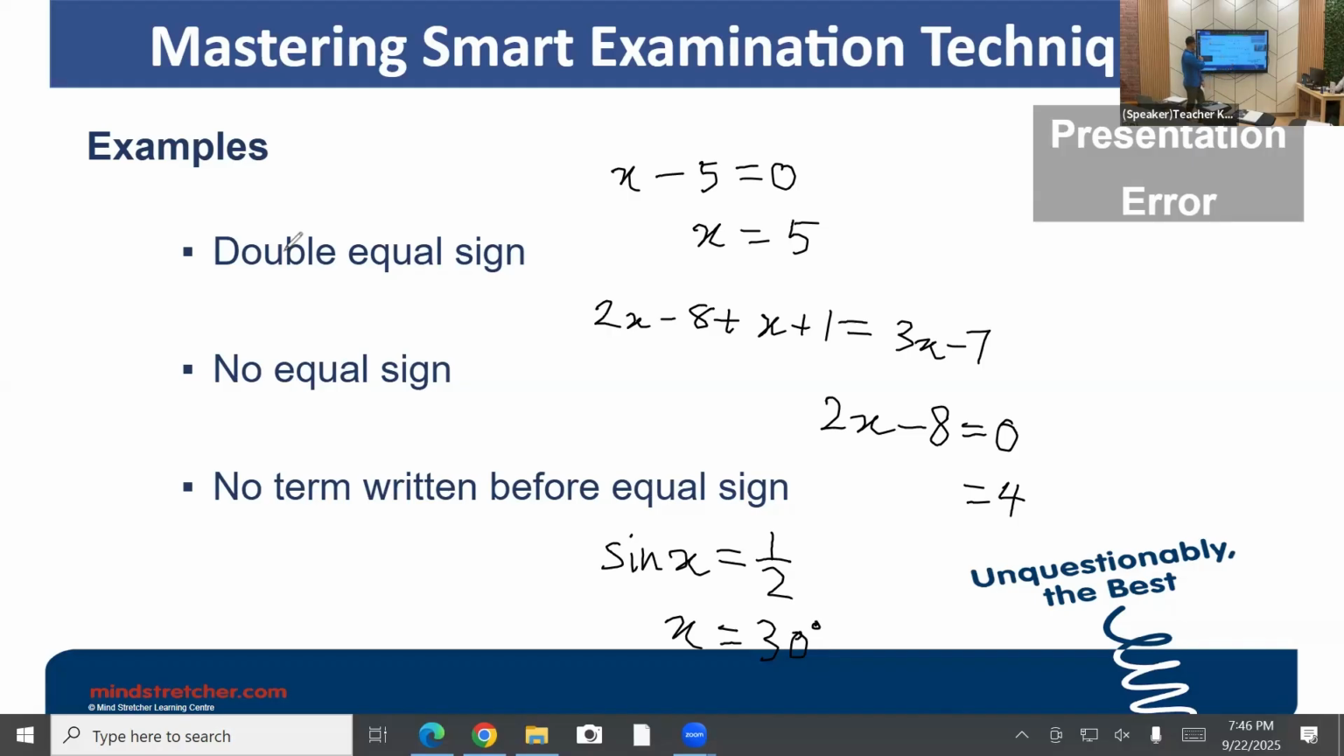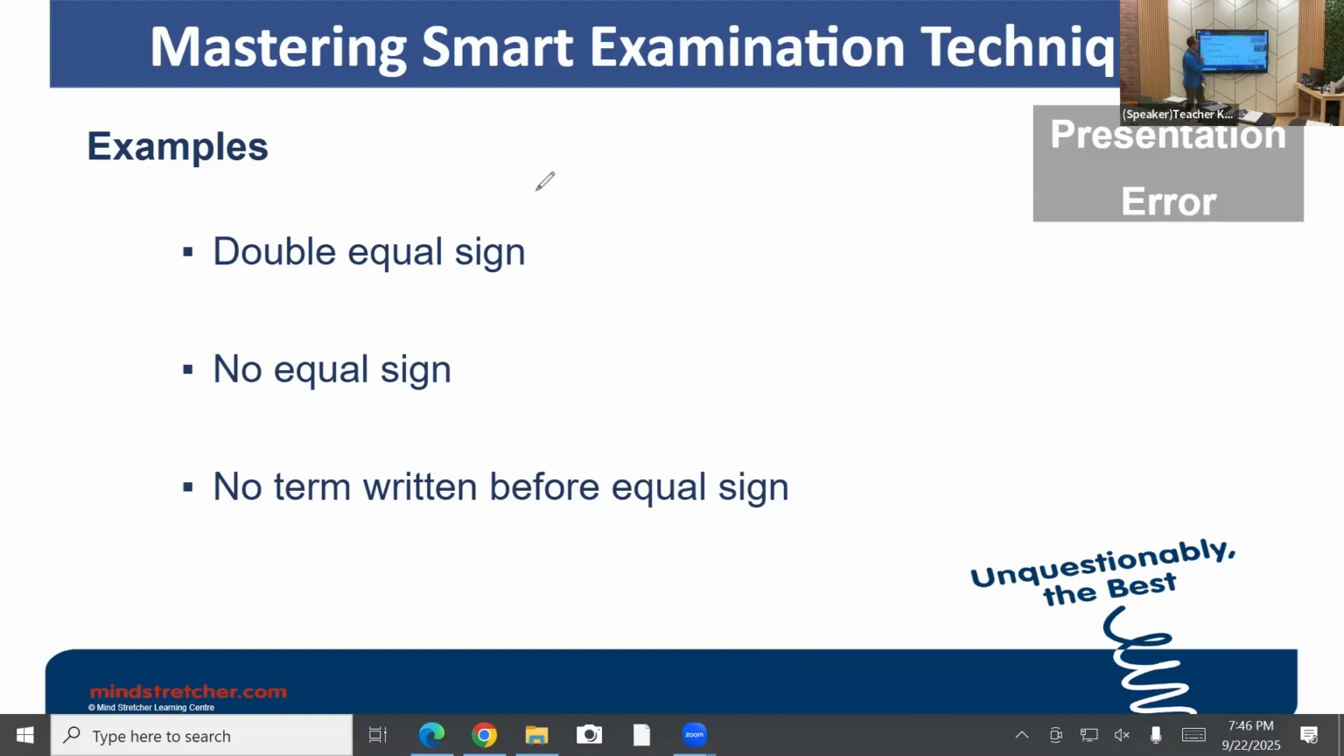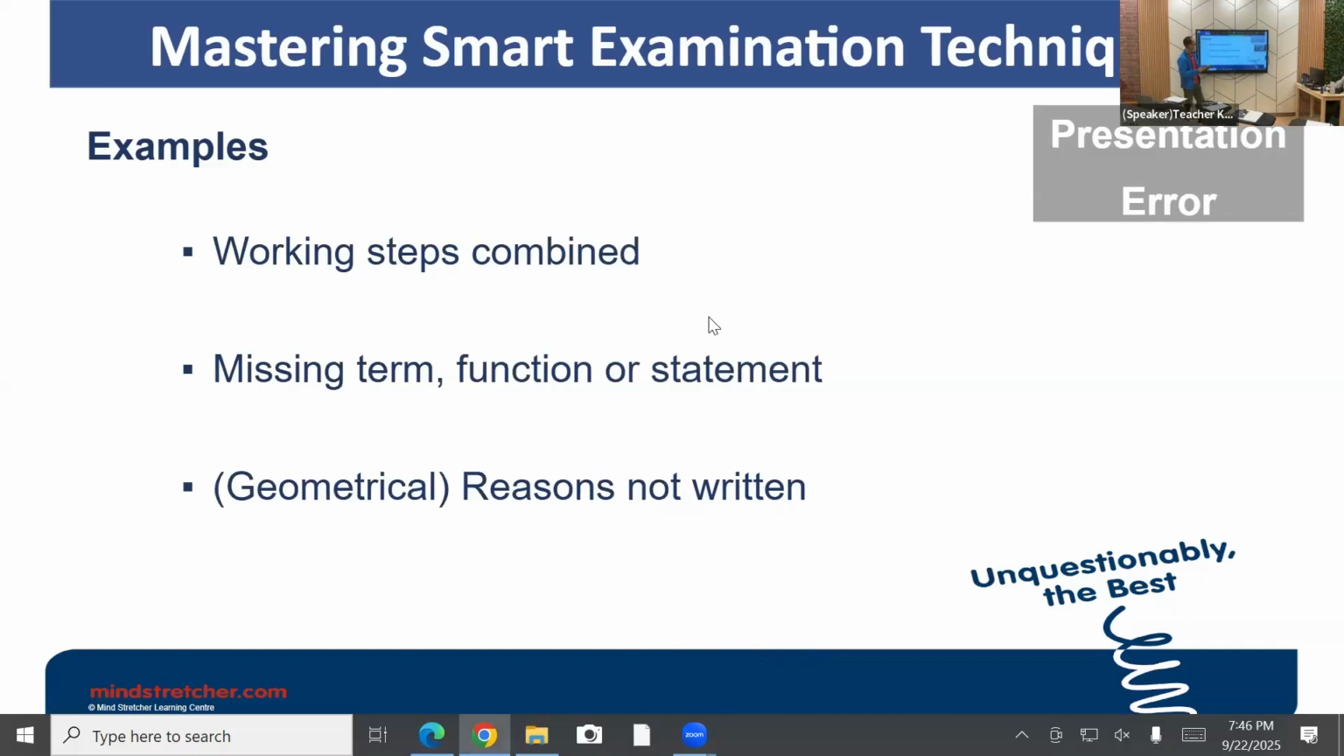Okay, right. So let's go to the next slide. Over here, you have some other examples of this. It's not in the worksheet, all right? So these are some other presentation errors that students tend to make as well.